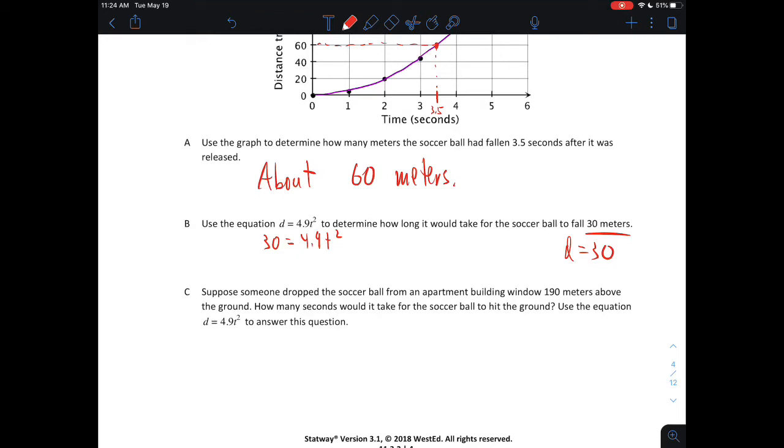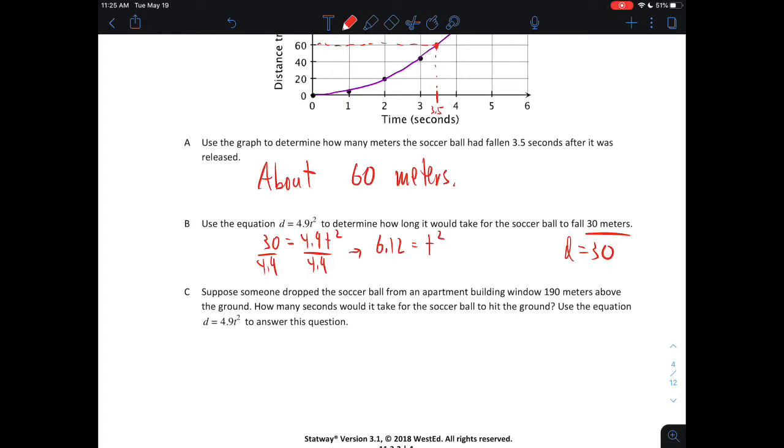So what's the first thing that I would do? I have to get rid of that 4.9. It's being multiplied by t squared, so I have to divide by 4.9, which means 30 divided by 4.9 is what I would find first. If we want to use similar methods that we saw before, we can again just round to 2 decimal places here. 30 divided by 4.9 is 6.12, and that's being set equal to t squared.